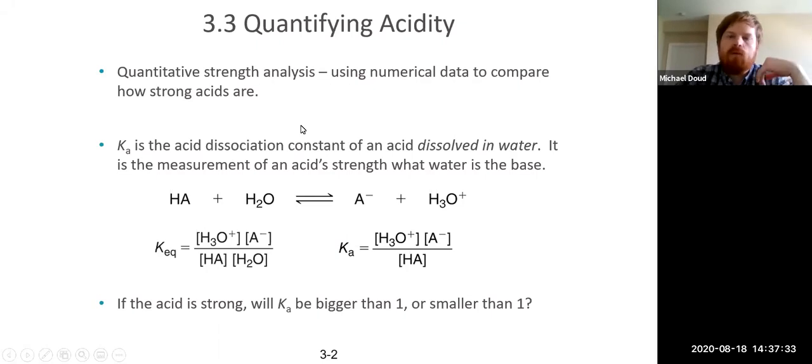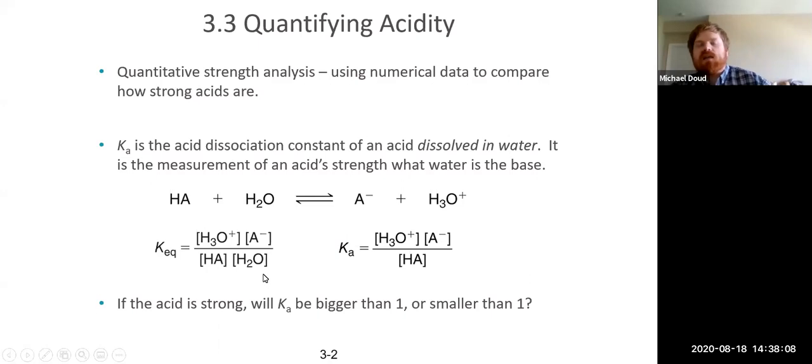So you may recall the way that we quantify acidity is we start by looking at the acid dissociation reaction for the acid. So here our acid is HA. It dissociates into the conjugate base A minus and the hydronium ion H3O plus. The Ka is the acid dissociation constant. Well, that's just the equilibrium constant from this reaction. And that would be equal to the hydronium ion concentration times the concentration of the conjugate base divided by the concentration of the acid at equilibrium.